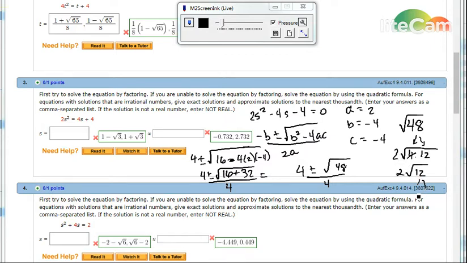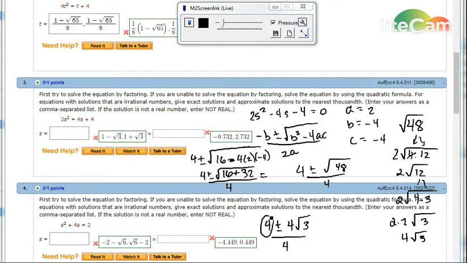Now 12 can be written as 4 times 3. So we have 2 rad 4 times 3. Again, we can take the square root of 4 and pull another 2 out. So we got 2 times 2 on the outside, rad 3. So this actually becomes 4 rad 3. Okay, so we started off with 48 and we end up with 4 rad 3. It's the same answer, just a different version of the same answer. So rewriting it, we got 4 plus or minus 4 rad 3, and all of these are over 4.